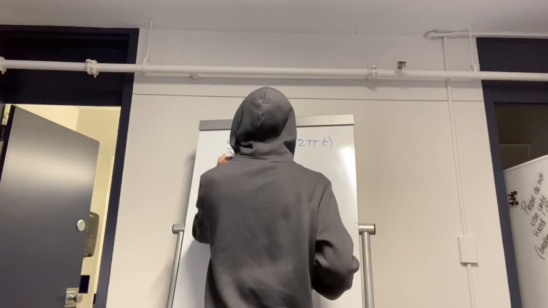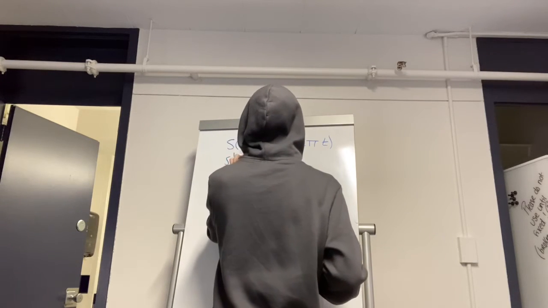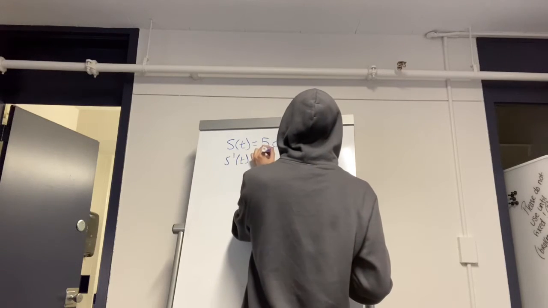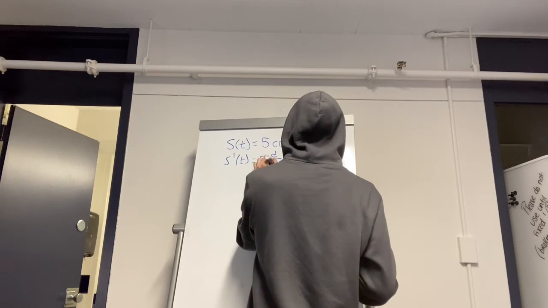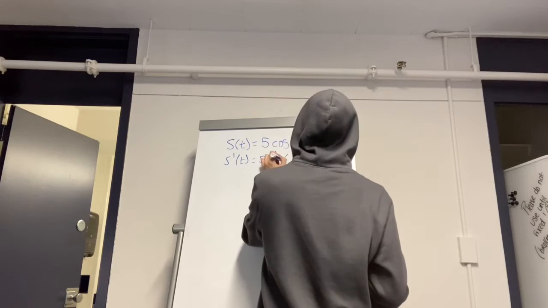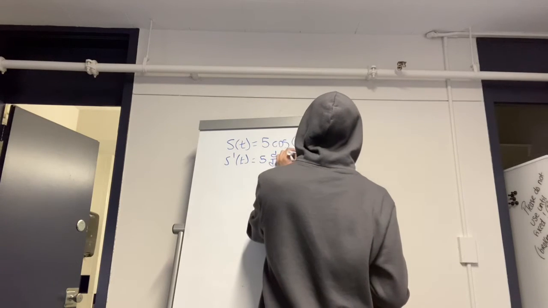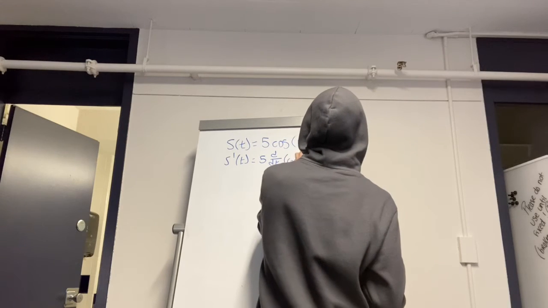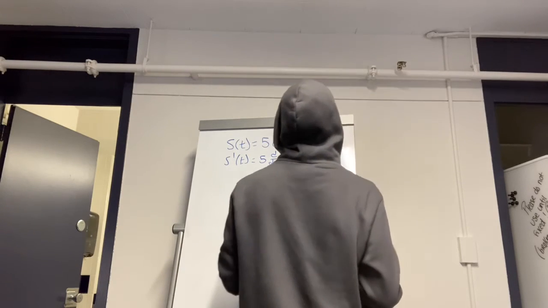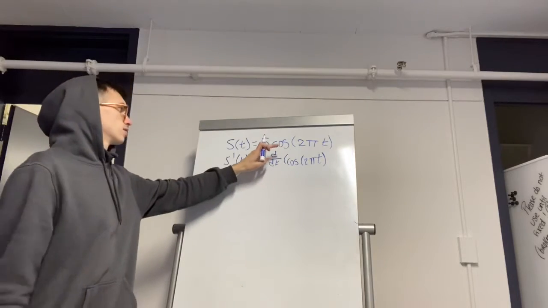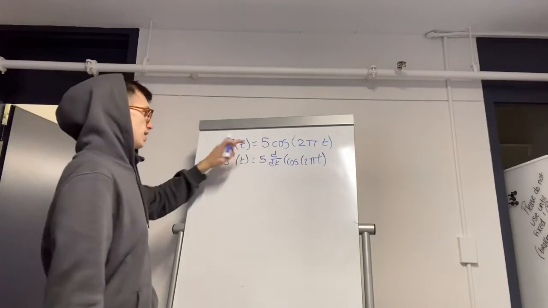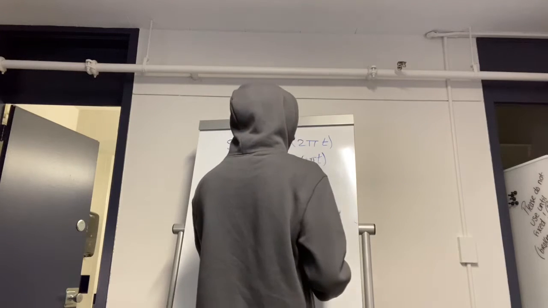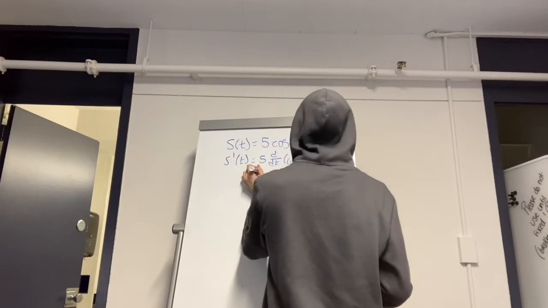s prime of t equals 5 d over dt cosine 2 pi t. This is just showing that we are taking this and putting it out front. From here, we will do the derivative.